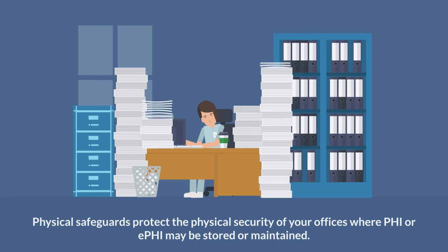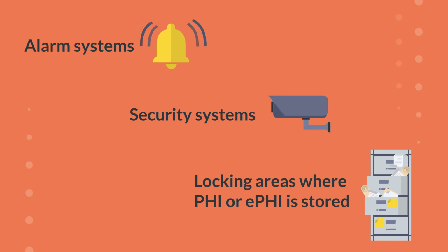Physical safeguards protect the physical security of your offices where PHI or ePHI may be stored or maintained. Common examples of physical safeguards include alarm systems, security systems, and locking areas where PHI or ePHI is stored.